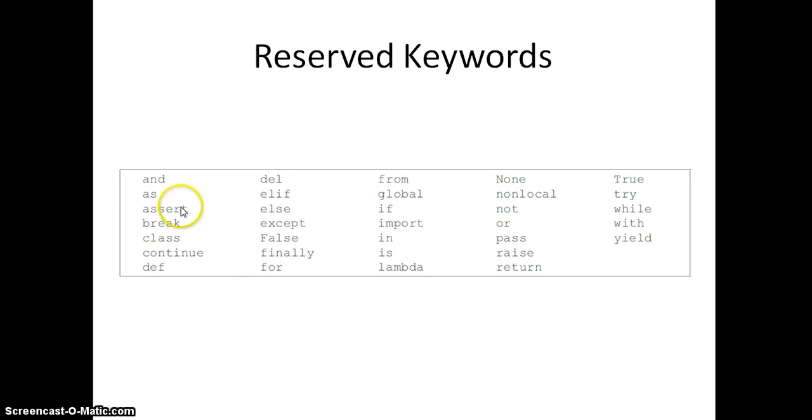Also, reserved keywords cannot be used as identifiers, such as and, del, from, None. These reserved keywords cannot be used for naming variables.